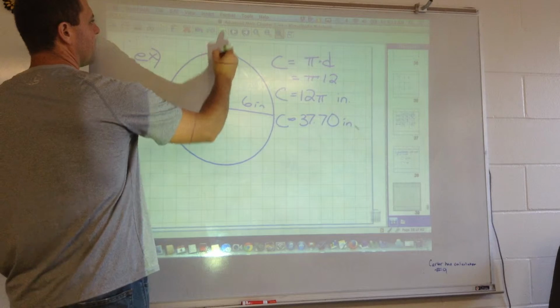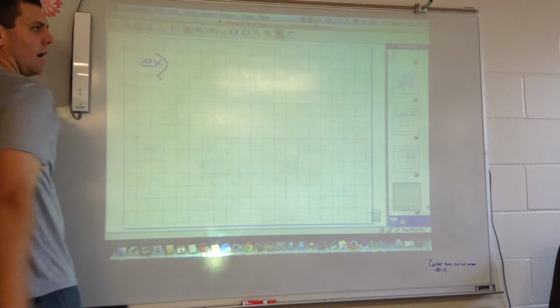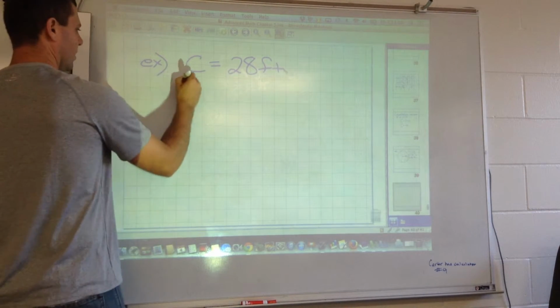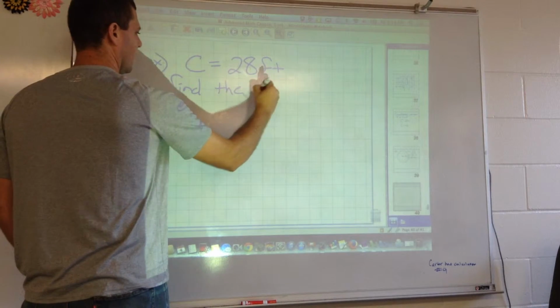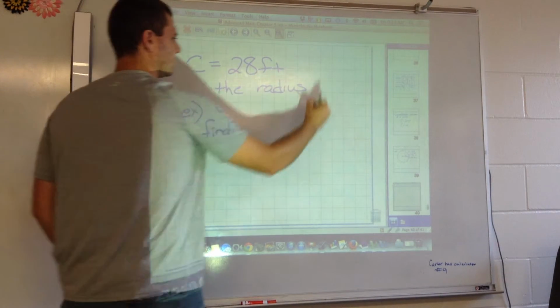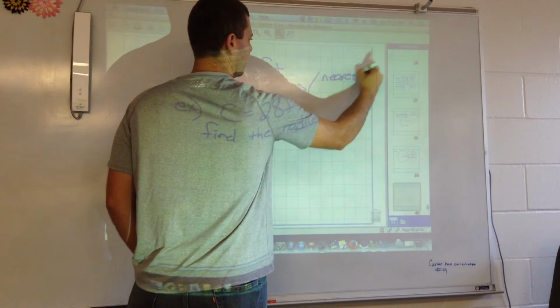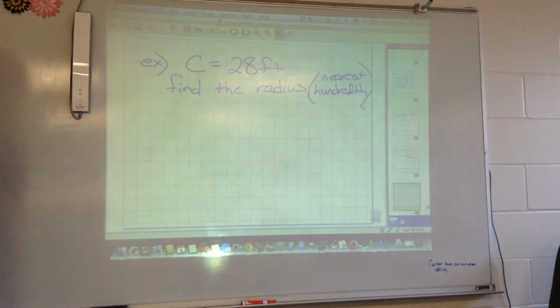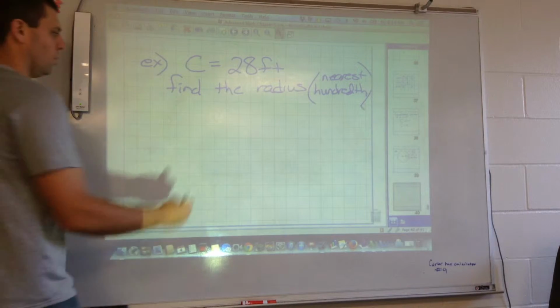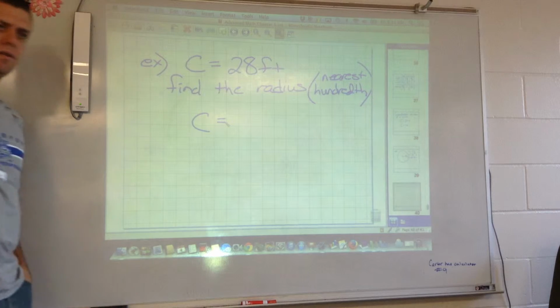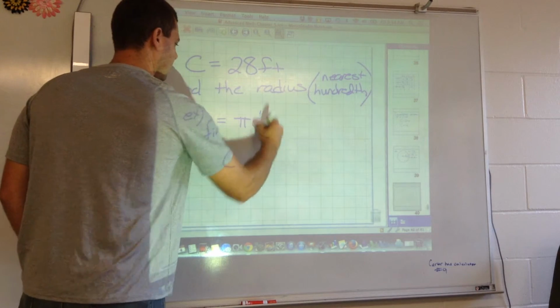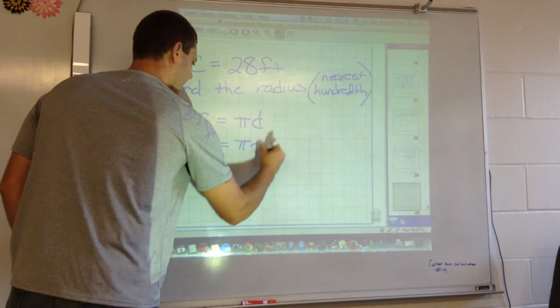Okay. The other type of problem, I might say the circumference is 28 feet. Find the radius, to the nearest hundredth. So I'm giving you circumference. You have to work backwards and figure out the radius. So what do you think I'll probably set up? 28 equals pi d.